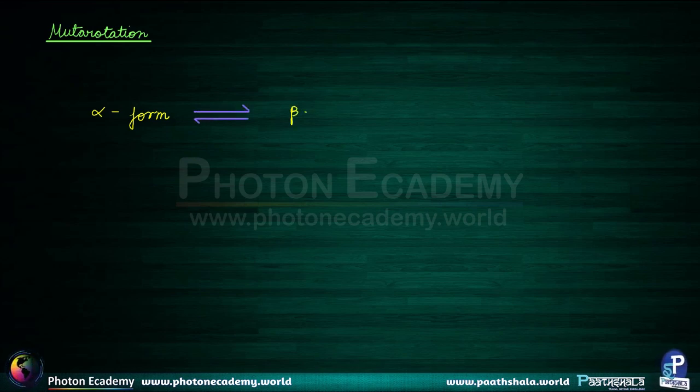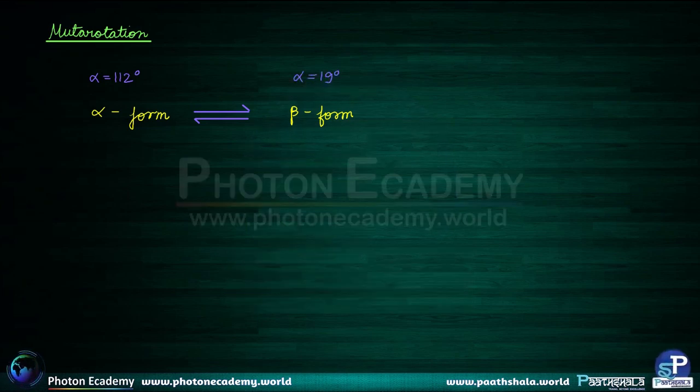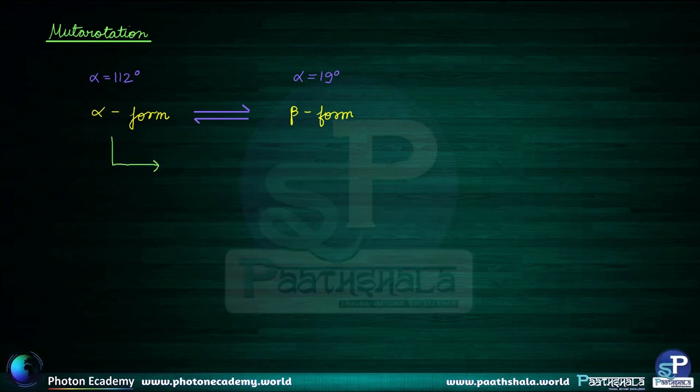Now, if, for instance, I have my specific angle of rotation in alpha form as 112 degrees, and in beta form we have specific angle of rotation as 19 degrees. So when this alpha form having a specific angle of rotation of 112 degrees tries to go towards equilibrium, this 19 degrees of beta form will also try to attain equilibrium. So we have both of them approaching equilibrium.